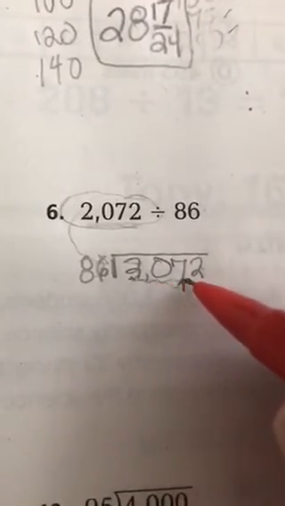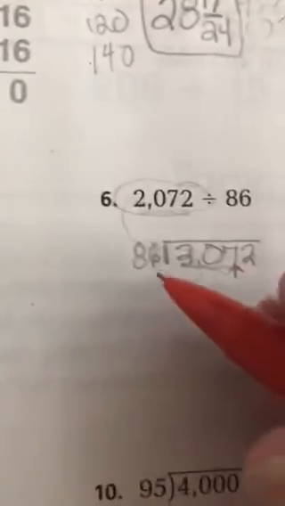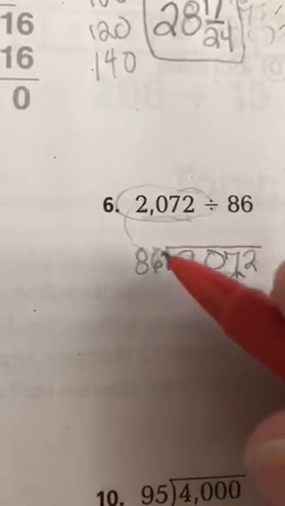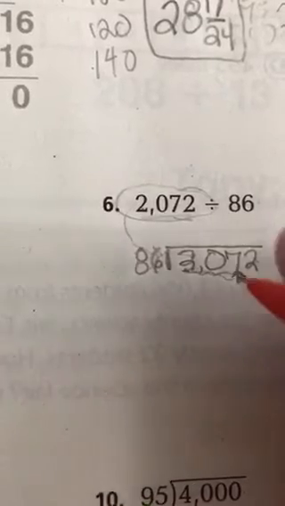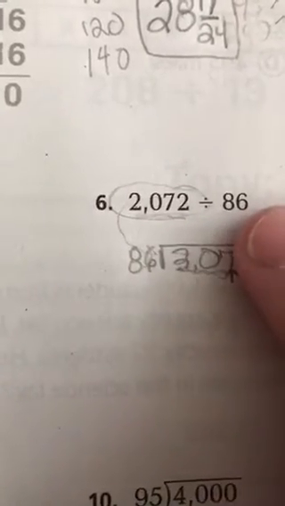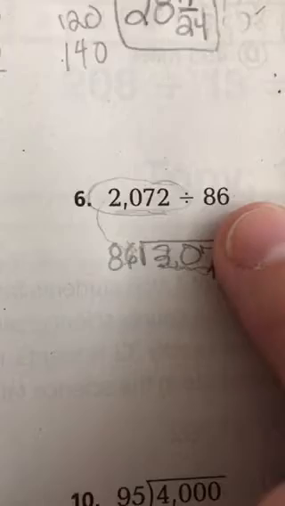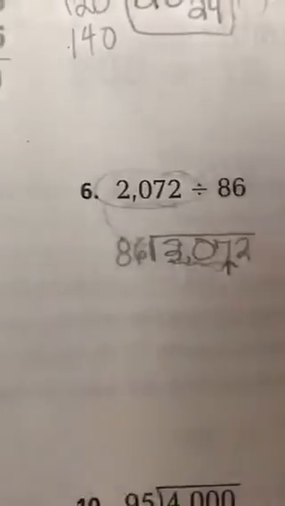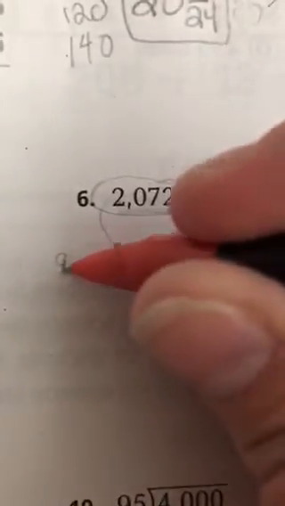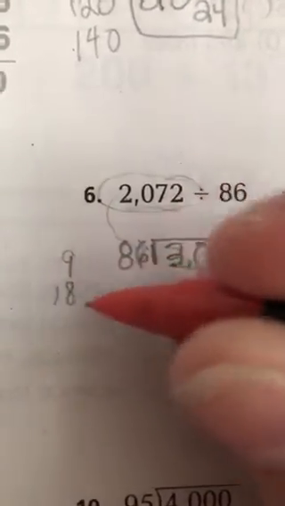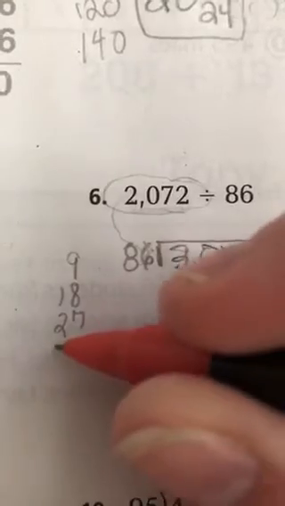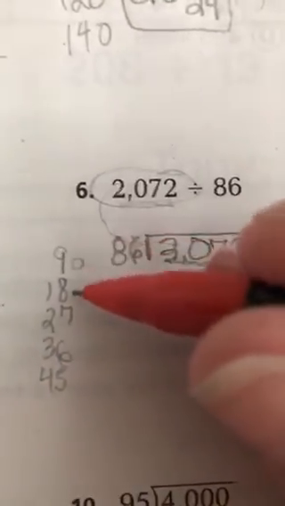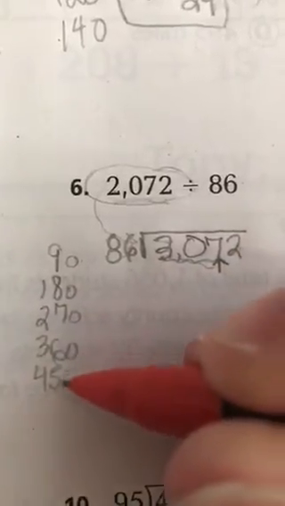And I now have the number 207. So I want to figure out about how many slices of pizza can my 86 friends get if I have 207 slices. So if I don't know my multiples of 86, I can kind of think about my 90s since I know my 9s. 9, 18, 27, 36, 45, and so on. I'm going to just stop there for now. And then you have your 0, and that's your 90s.